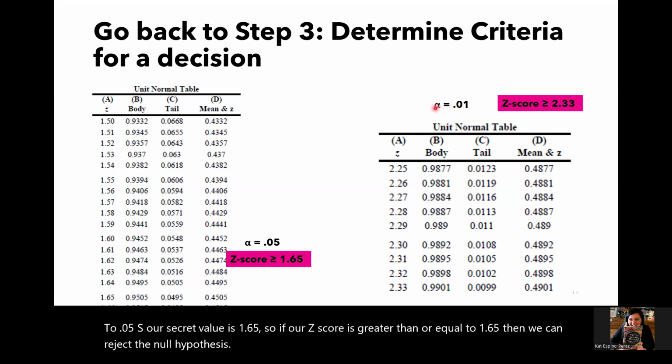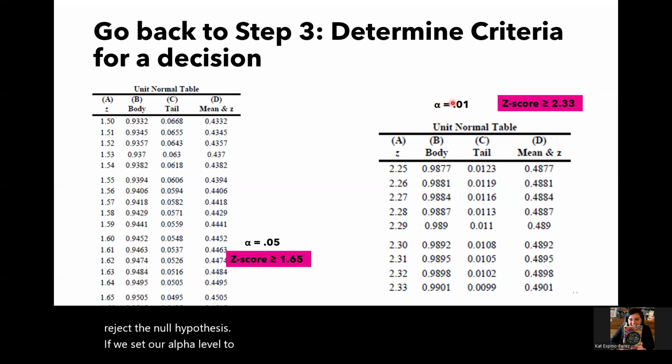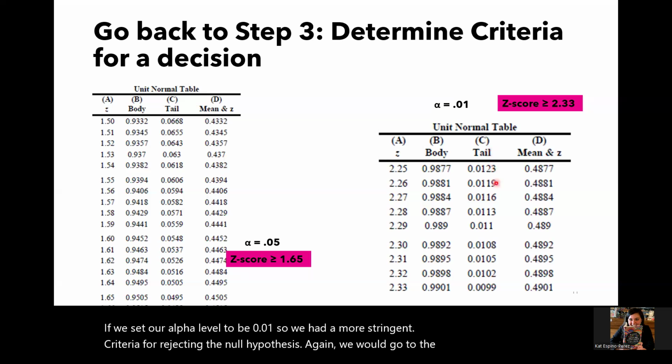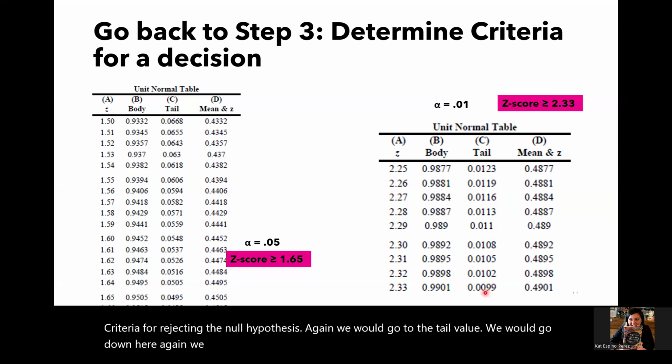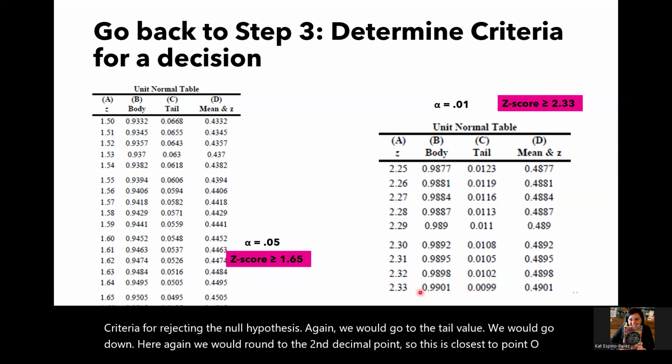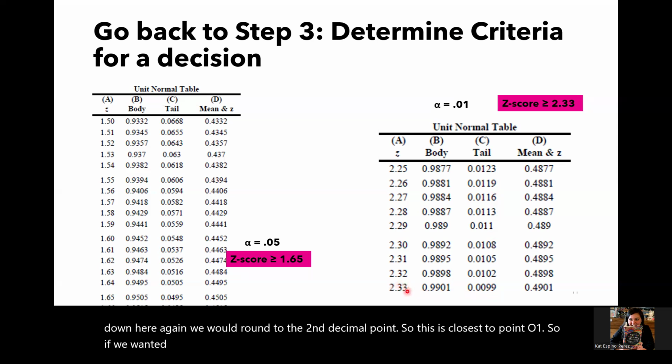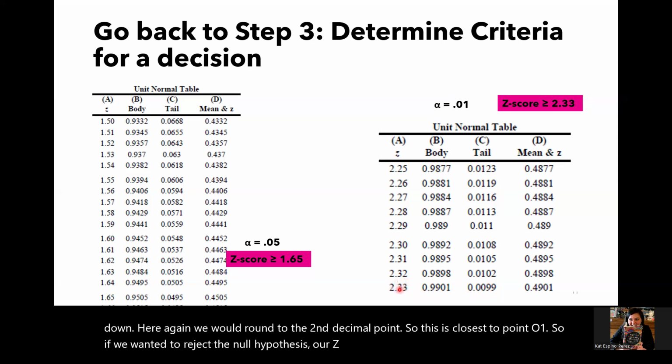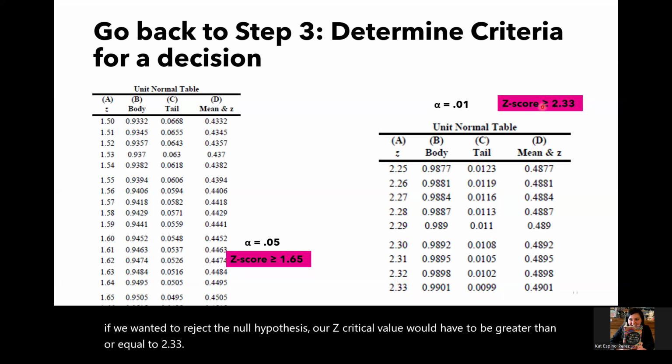If we set our alpha level to be 0.01, so we had a more stringent criteria for rejecting the null hypothesis, again, we would go to the tail value. We would go down here. Again, we would round to the second decimal point. So this is closest to 0.01. So if we wanted to reject the null hypothesis, our Z critical value would have to be greater than or equal to 2.33.